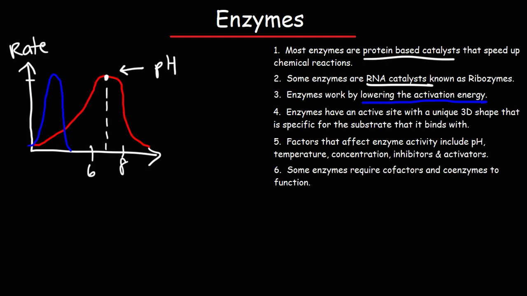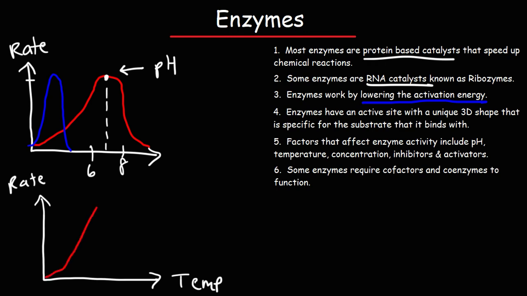Another factor that affects enzyme activity is temperature. And like pH, there's a graph that corresponds to that. So we have temperature on the x-axis and the rate of the reaction on the y-axis. Now, the graph will look something like this. So there is an optimal temperature at which the rate is at its maximum. So below that, an increase in the temperature will increase the rate of the enzyme activity.